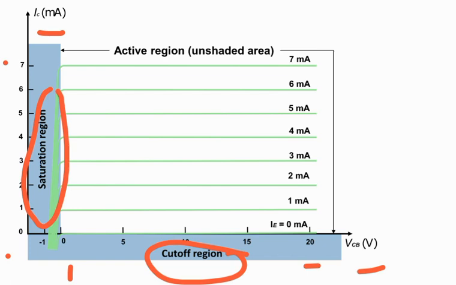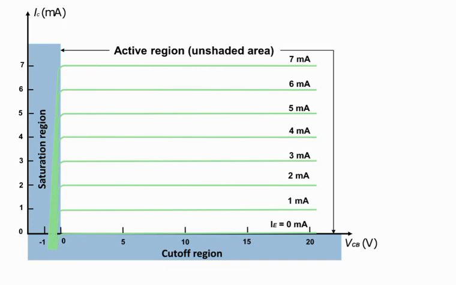And when the base emitter junction is forward biased and the base collector junction is reverse biased, the BJT is said to be operated in the active region, as shown by the green lines.